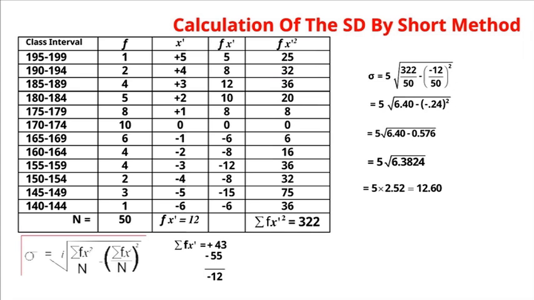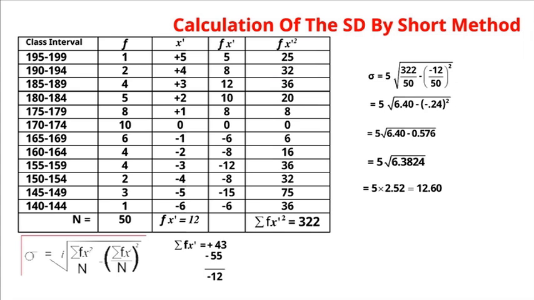Once this class interval, 175-179, is 1 unit away from 170, this unit is higher in value, so plus 1. 180-184 is 2 units above 170, higher in value, plus 2, plus 3, plus 4. Now come here, 165-169 is 1 unit below, less in value, so minus 1. 2 units below, minus 2. Likewise, we first calculate the deviation from the assumed mean: plus 1, 2, 3, 4, 5, minus 1, 2, 3, 4, 5, 6.